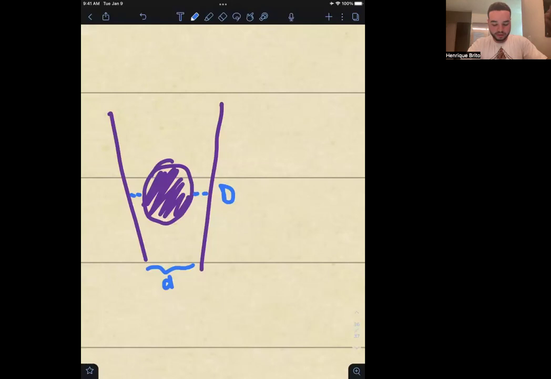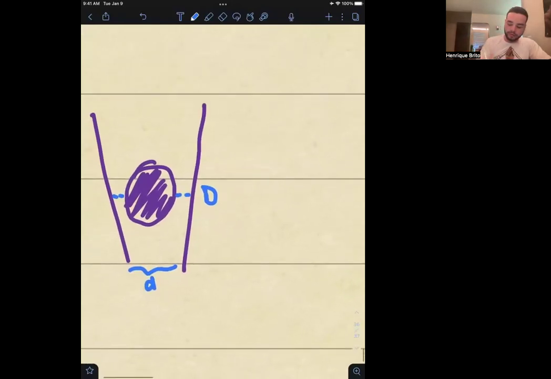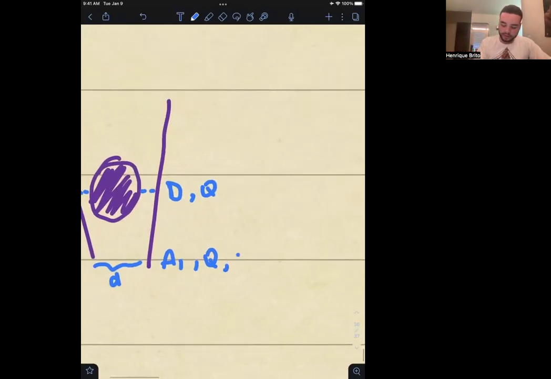Should we call it D or D2? Anyways, we're going to call this area A1, and it has a flow rate. The flow rate is the same because it's just one rotometer, so it's the same flow rate for every single one of them. We are going to have a difference in pressure, so P1, and then we're going to call this P2.